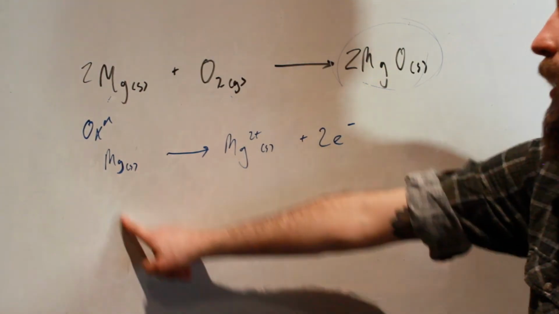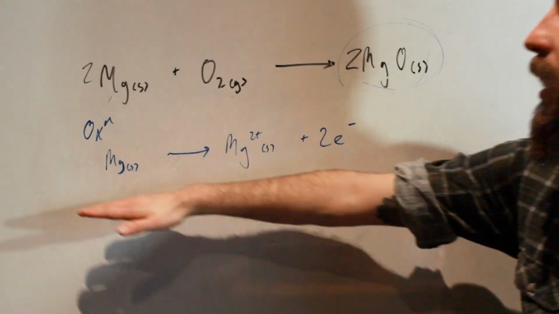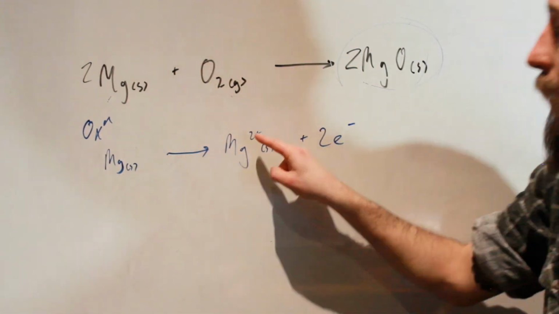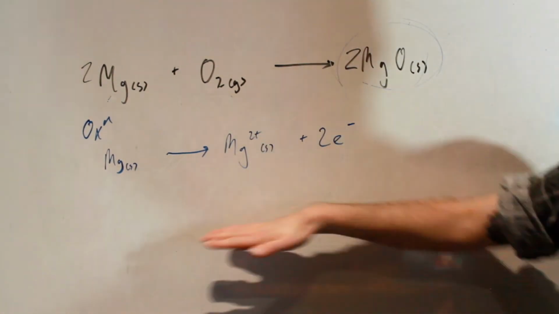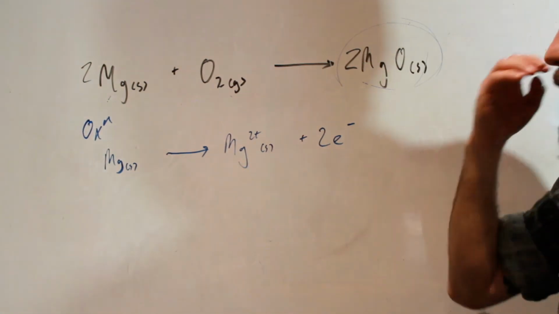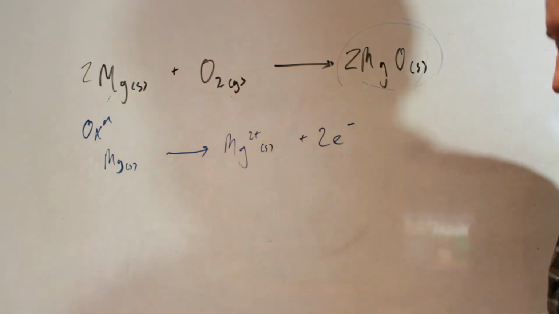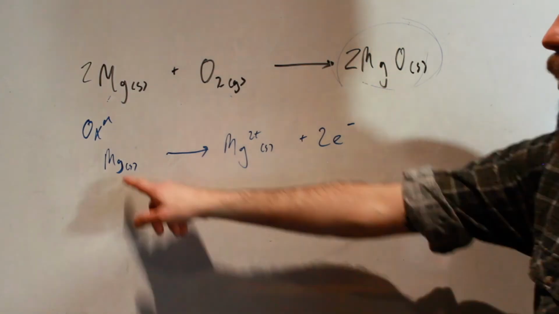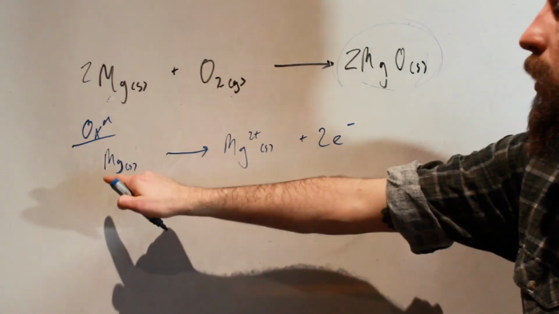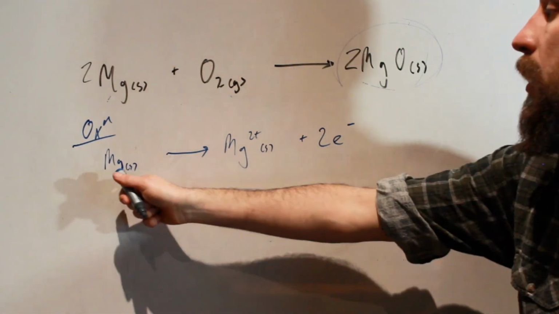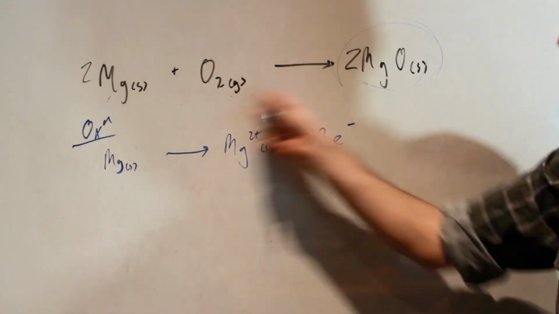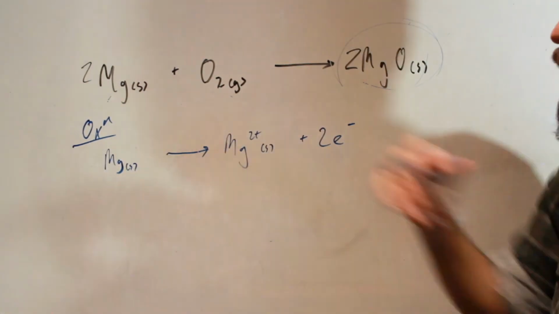I've got one magnesium atom going to one magnesium atom. I have a neutral charge over here. I have a 2 plus and a 2 minus, which gives me a neutral charge over here. Conservation of mass and conservation of charge. And I'm showing my oxidation reaction, because oxidation is loss of electrons. I'm showing my magnesium losing the electrons via a chemical reaction.